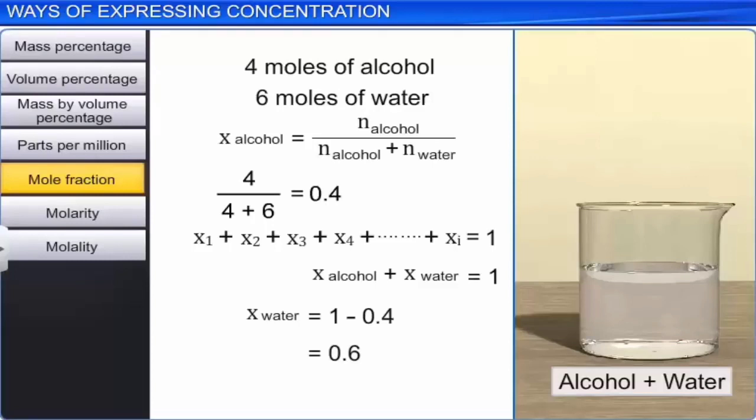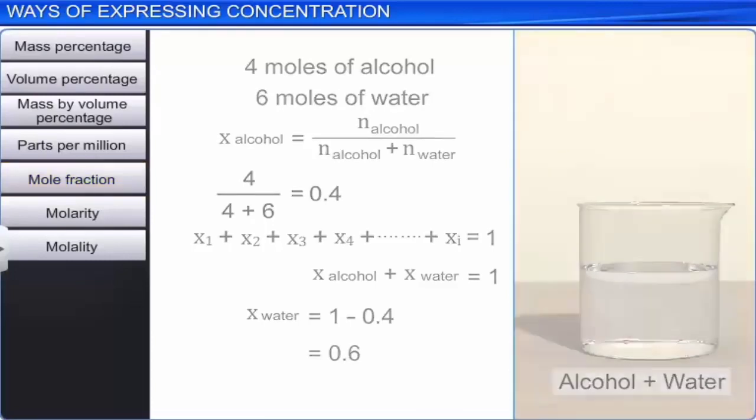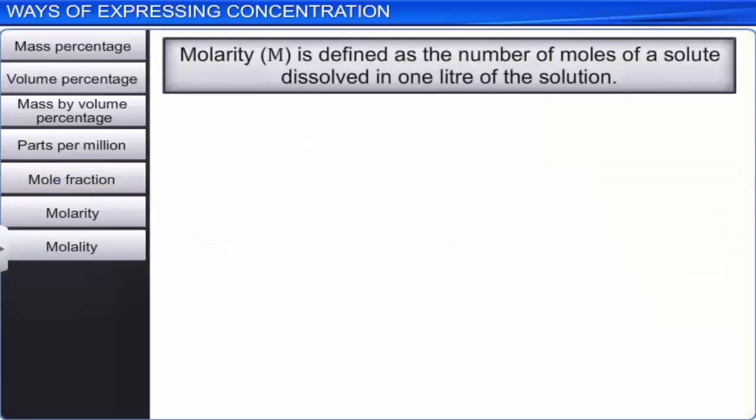Let us now look at another frequently used concentration term, molarity. Molarity is defined as the number of moles of a solute dissolved in 1 liter of the solution. It is represented by capital M. Mathematically, the molarity of a solution can be represented as M is equal to n, the number of moles of solute divided by V, the total volume of the solution in liters.